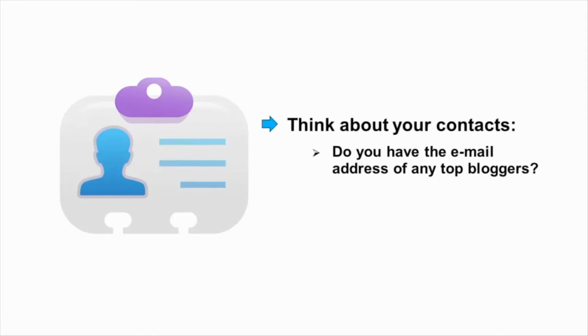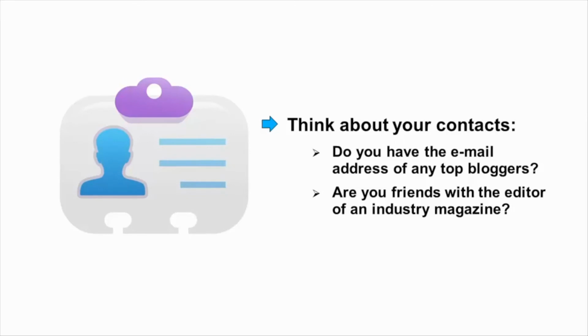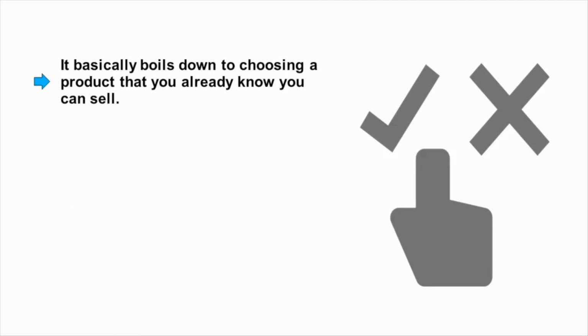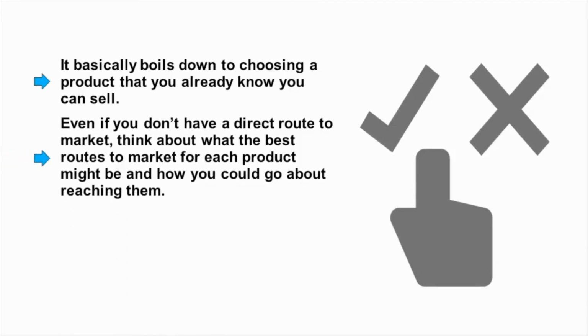For instance, think about your contacts. Do you have the email addresses of any top bloggers? Are you friends with the editor of an industry magazine? In other words, it basically boils down to choosing a product that you already know you can sell, even if you don't have a direct route to market.